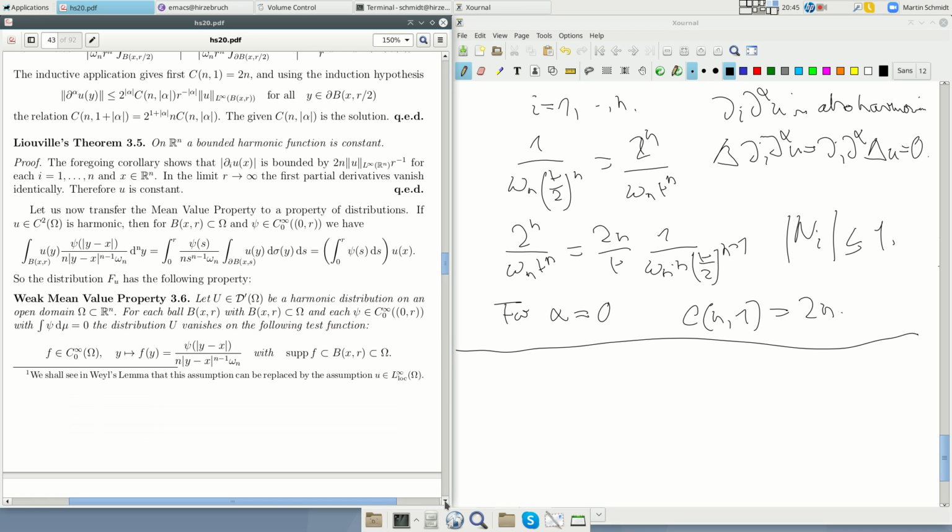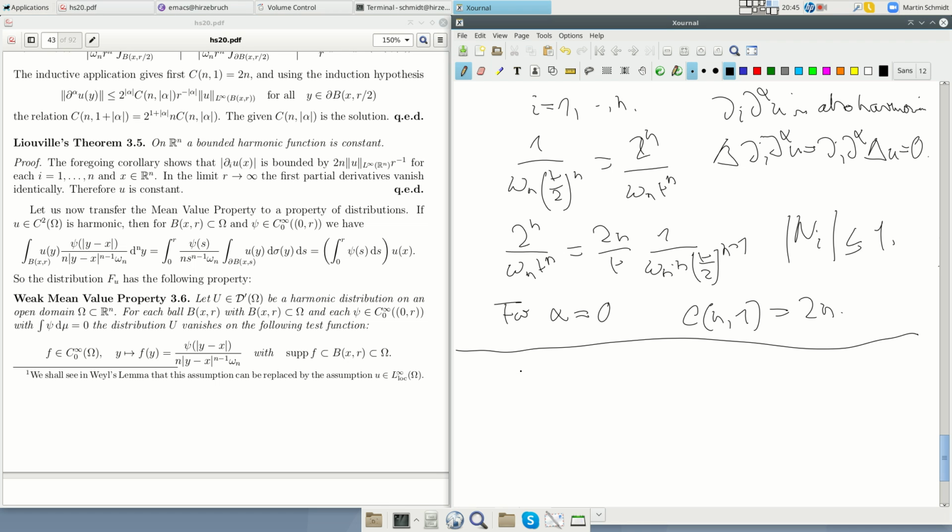Okay. Now, in the next step, we want to generalize the mean value property to a property of harmonic distributions. So first, maybe look at harmonic distributions. So this is some f in D prime of omega with Laplace f is 0.